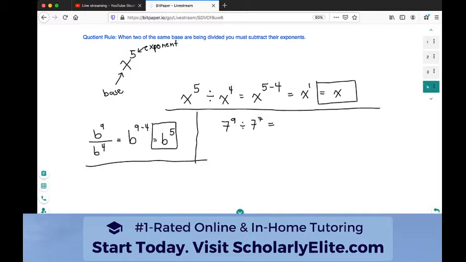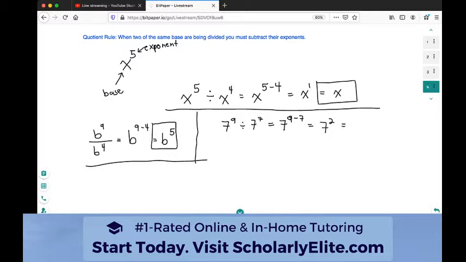Just like in our rule, when we have a division of the same base, you must subtract their exponents. So this is going to become 7 to the power of 2, but we're going to show it like this: 7 to the power of 9 minus 7. Oh gosh, I wrote 9. Then in the next step, you're going to write 7 to the power of 2.